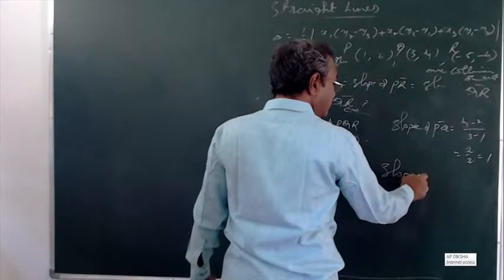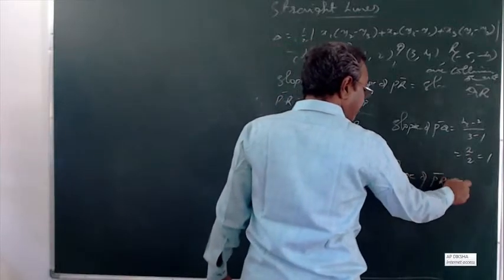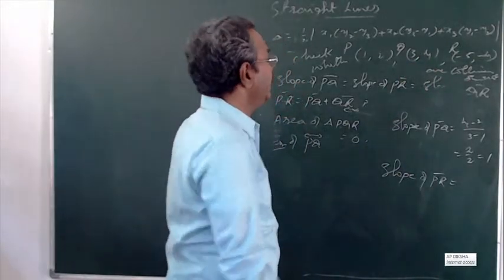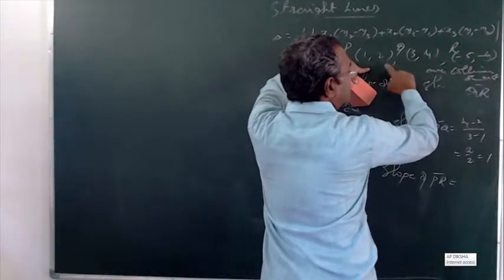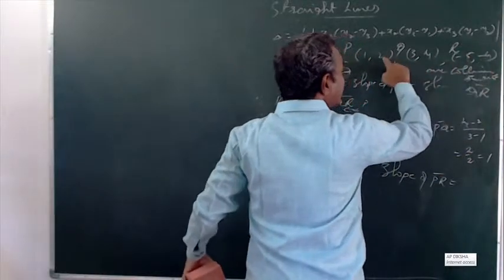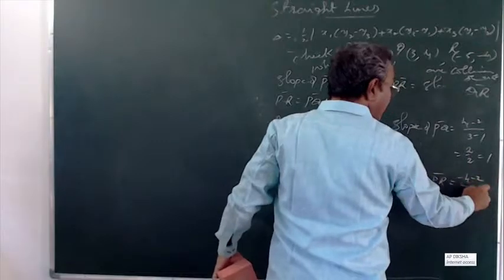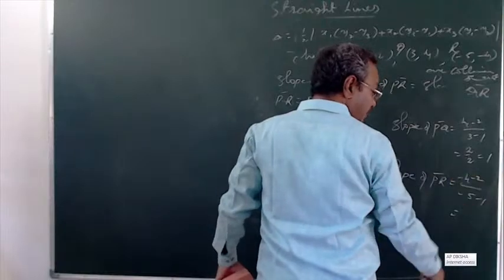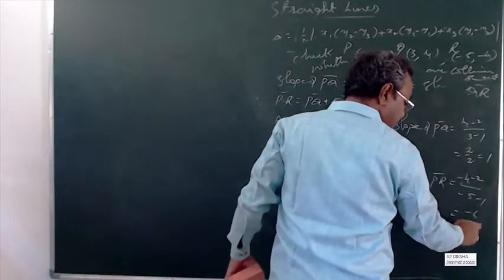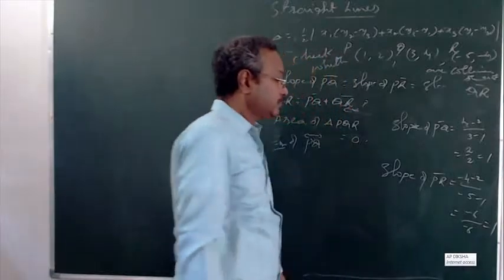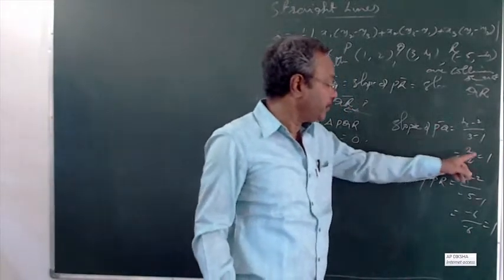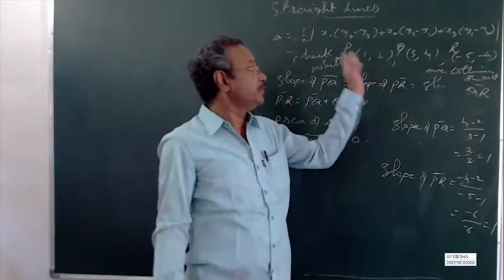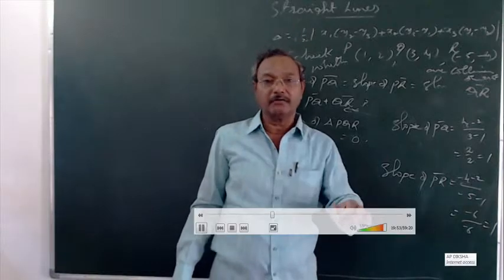Similarly, slope of PR. You can go for PR or QR, whatever it is. So slope of PR is, this is P and this is R. So what is the difference of y coordinates? So this is minus 4 minus 2 divided by minus 5 minus 1. And this is minus 4 minus 2 is minus 6. And minus 5 minus 1 is minus 6. And this quantity is 1 unit. Now you can see that slope of PQ is 1 unit, slope of PR is 1 unit. So naturally, the 3 points P, Q, R are collinear.